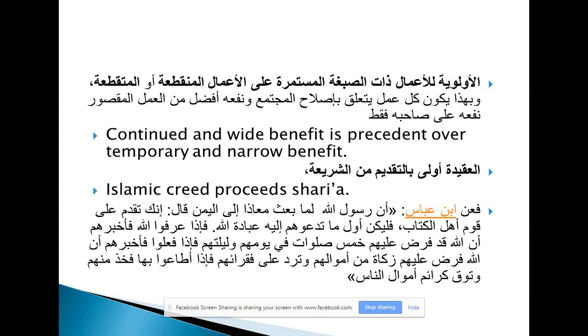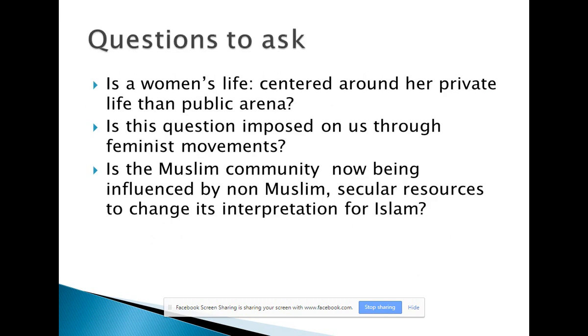The other part that brings the other question is, is a woman's life centered around her private life more than the public arena or her public life? Is this question imposed on us through feminist movements? Is the Muslim community now being influenced by non-Muslim secular sources to change its interpretation of Islam? These are important questions to ask.